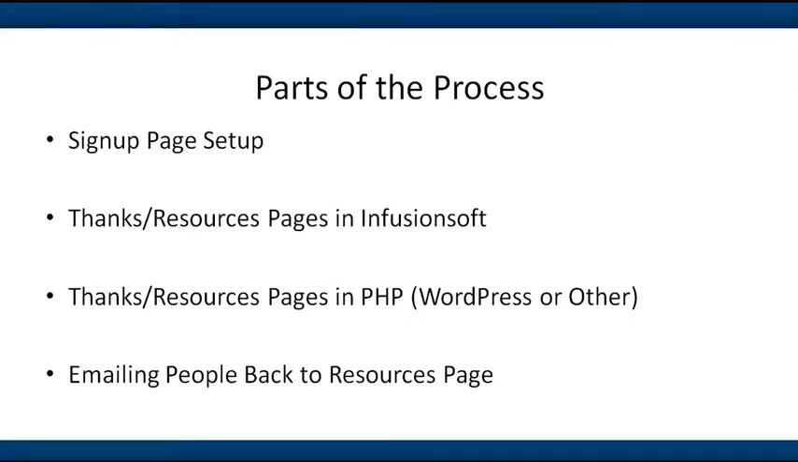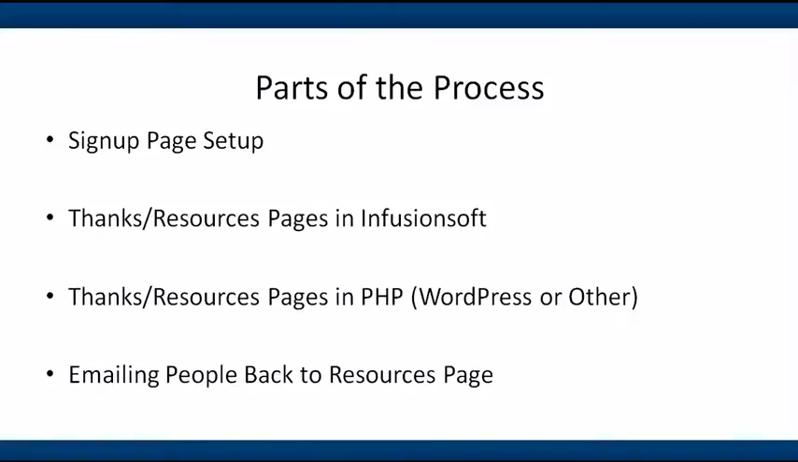The four main parts we'll cover in this video are setting up a sign-up page for affiliates or referral partners to register on, and then setting up the thank you page for after they register, or in other words, the resource page that gives them their unique link. And we're going to do that in Infusionsoft, and then I'll also show you how to do it somewhere else in PHP, for example WordPress or something else. And then finally we'll talk about how you could use Infusion to email people back to that same custom resources page, giving them again their unique link.